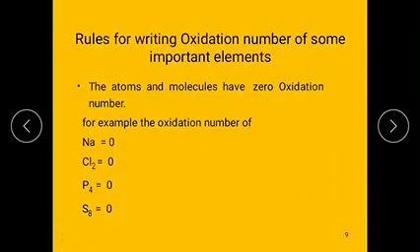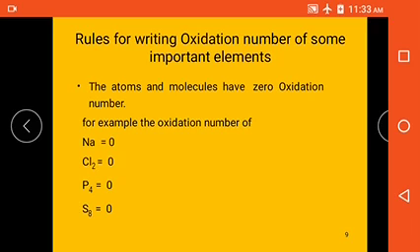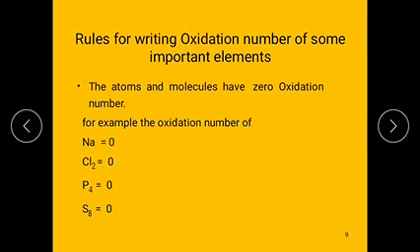Rules for writing the oxidation number of some important elements. Just now we discussed this, and it is also important for the calculation of the oxidation number of an element in a molecule or ion. Atoms and molecules have 0 oxidation number. In the atomic or elemental state, the oxidation number is always taken as 0. In a molecular state also we can take it as 0.